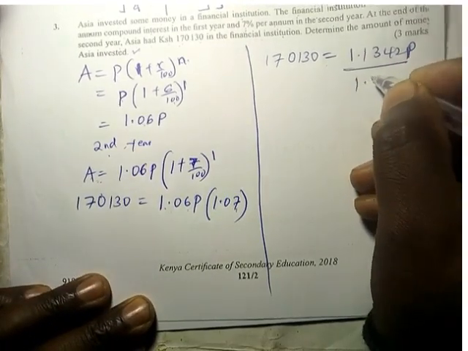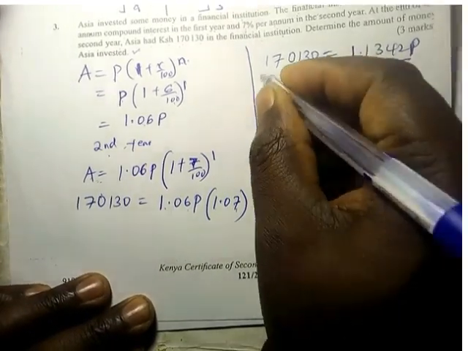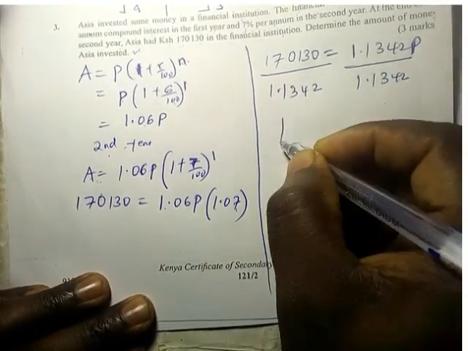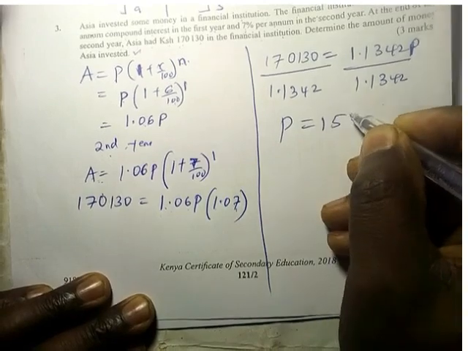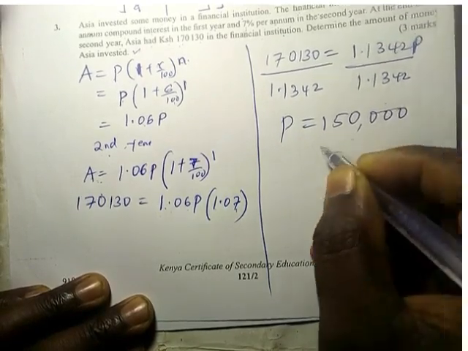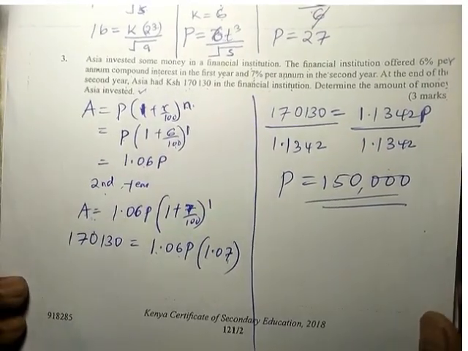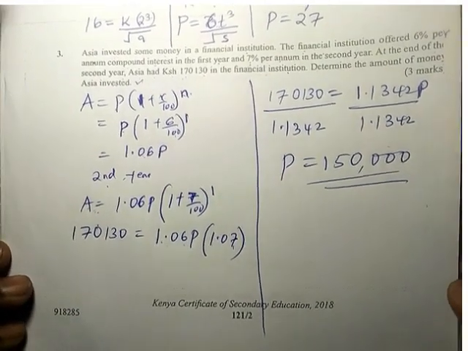We divide both sides by 1.1342. So P is equal to 150,000 Kenya shillings. That was the principal he started with. That is the money he invested.